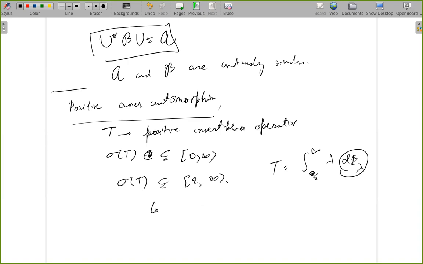Now I can take a logarithm of this. This is well defined because I'm away from 0. If 0 was in there, there would be some issues, but otherwise I'm good. So this integral, I can say, will go from log epsilon to infinity. Actually, it will terminate at norm of T, but that's fine. I'll just write it this way. So I'll have the integral of log lambda dE lambda. So this is a self-adjoint operator. Okay.